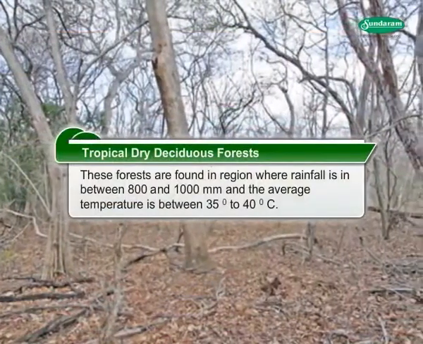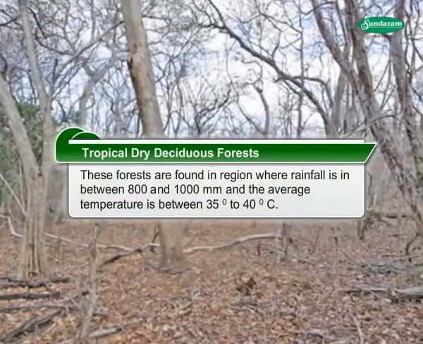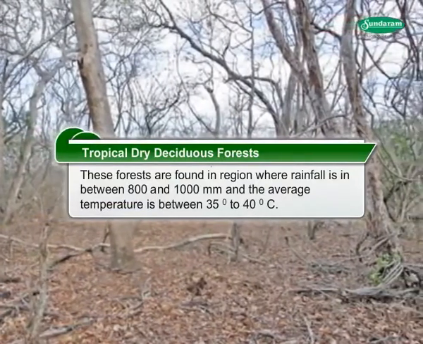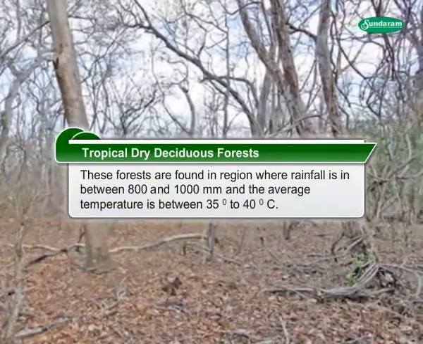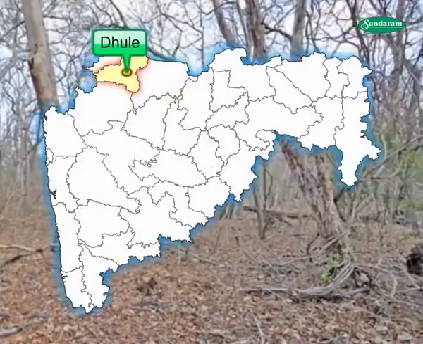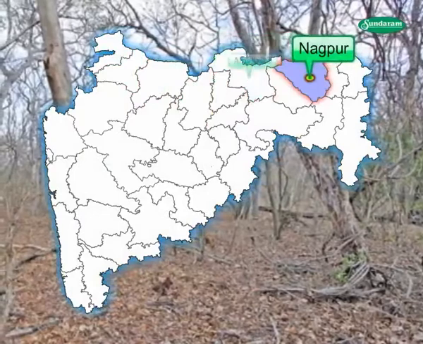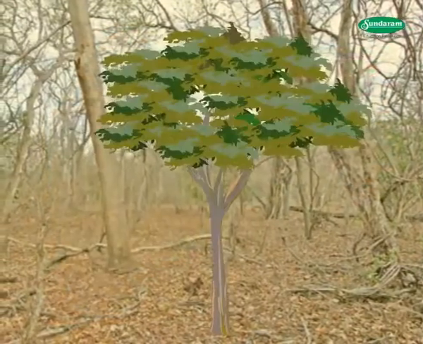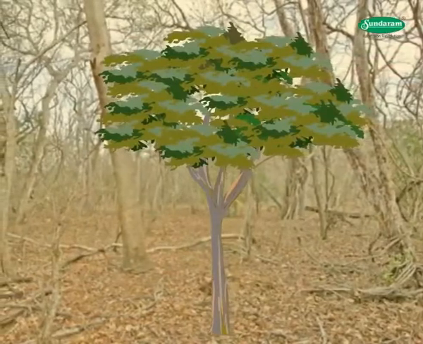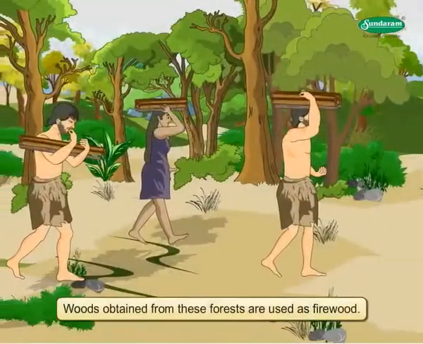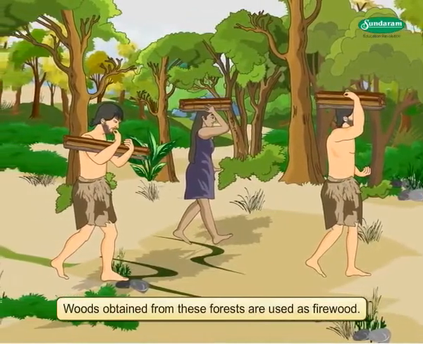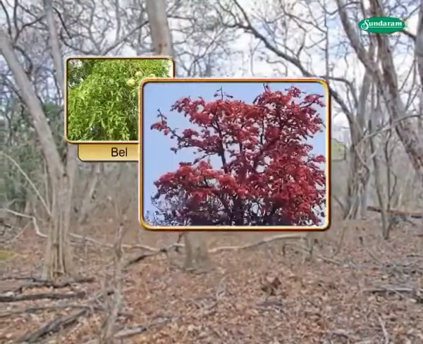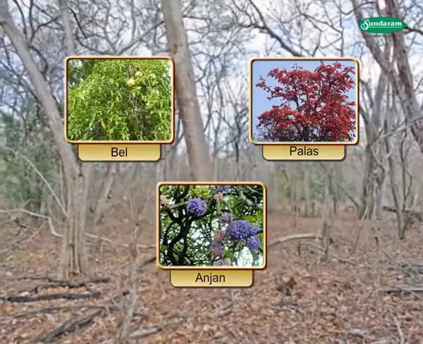Tropical dry deciduous forests. Tropical dry deciduous forests are found in regions where rainfall is in between 800 and 1000 millimeters and the average temperature is between 35 degrees to 40 degrees centigrade. Jalgaon, Dhule, Buldhana, Amravati, Nagpur, Bhandara and Gondia districts have these types of forests. Trees are short and sparse. They have thorns and shed their leaves in summer. Wood obtained from these forests are used as firewood. Tendu leaves are used for beadwork. Other trees such as bale, palas, anjan, etc. are also found here.